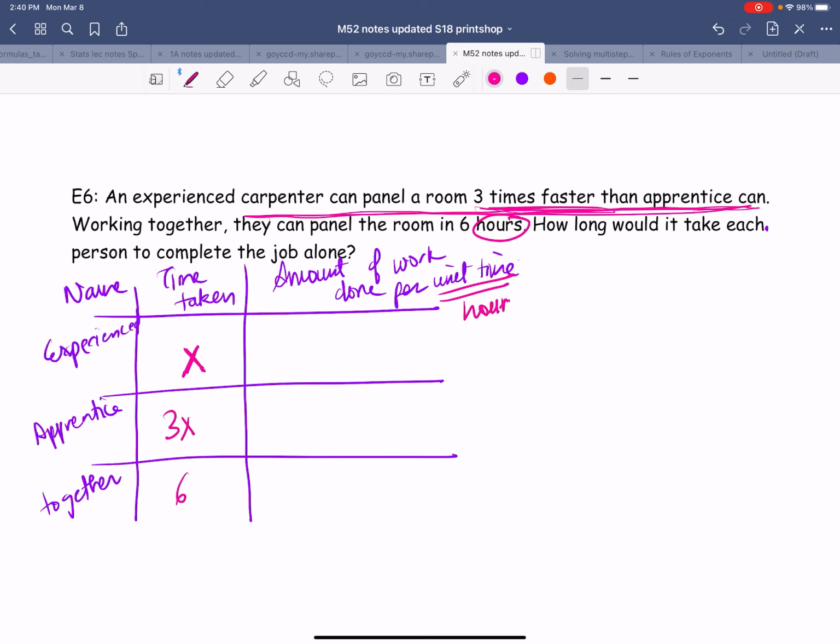So the rate at which the experienced person works is 1 over x. The rate at which the apprentice works is 1 over 3x. And the together rate is 1 over 6. So that's where my equation comes from: 1 over x plus 1 over 3x equals 1 over 6.